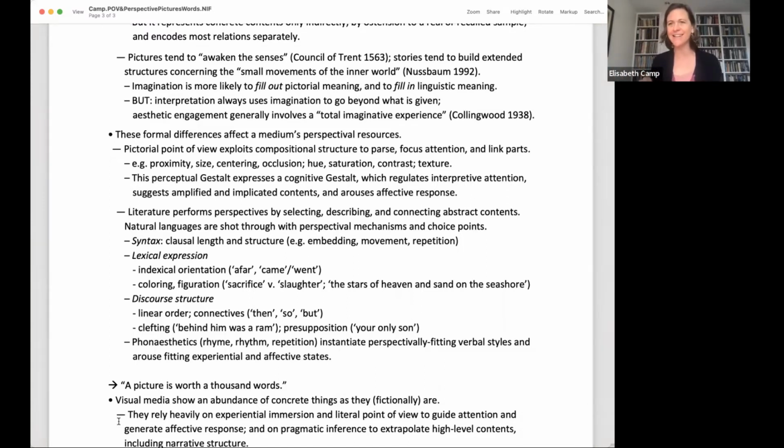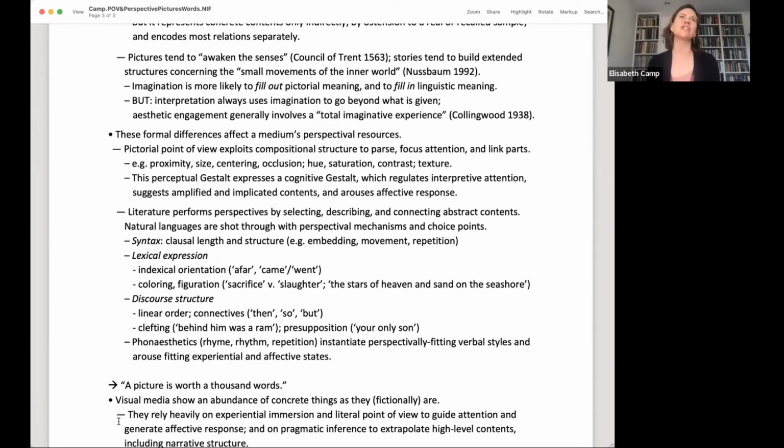The painting was a work the function of which was to awaken the senses to religious devotion. By contrast, stories tend to build extended structures that focus on the small movements of the inner world, as Martha Nussbaum says, things like complex patterns of thought that people have, and causal connections among patterns of thought.